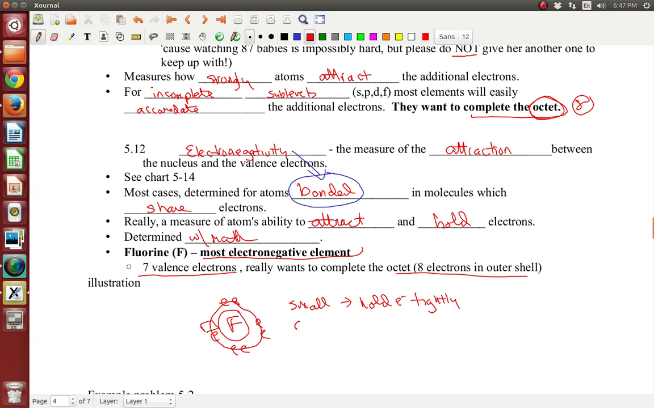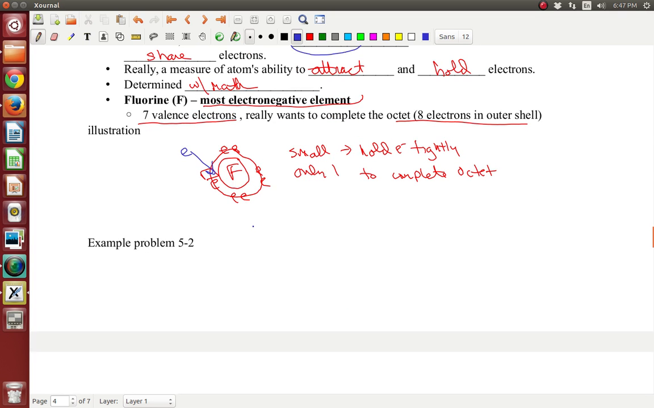It needs only one more to complete the octet. So it will quickly go hunt down somebody's electron and fill that empty spot. So it has a high affinity for electrons, and its electronegativity is also going to be high because when it bonds, it forms things quickly where it can take away an electron.